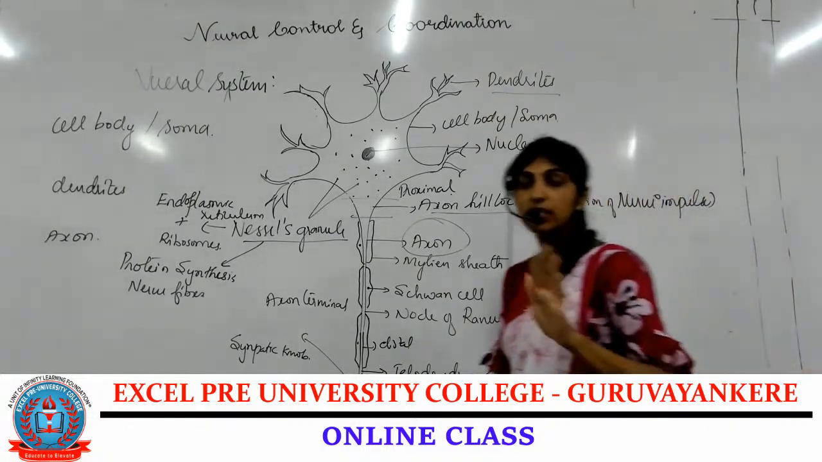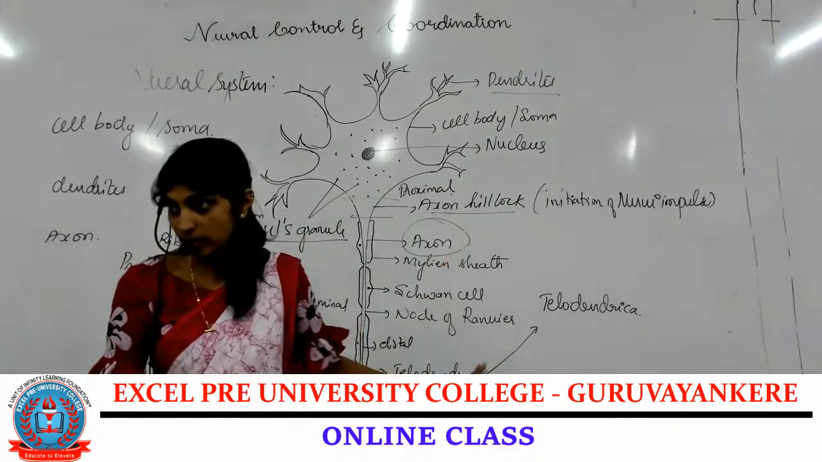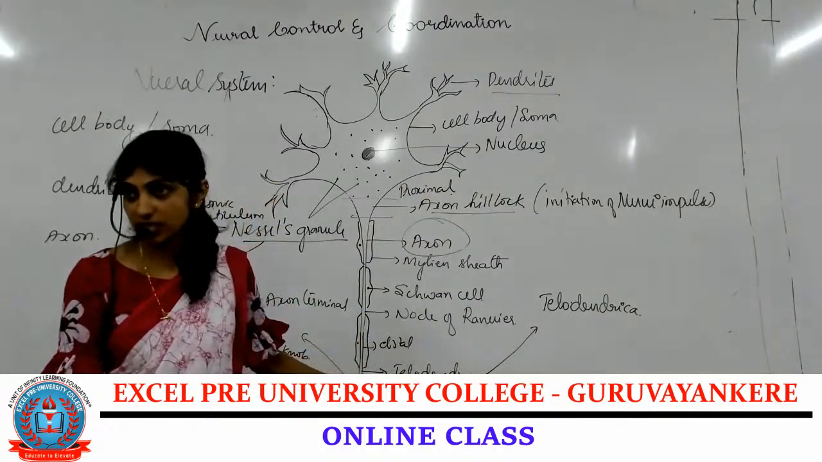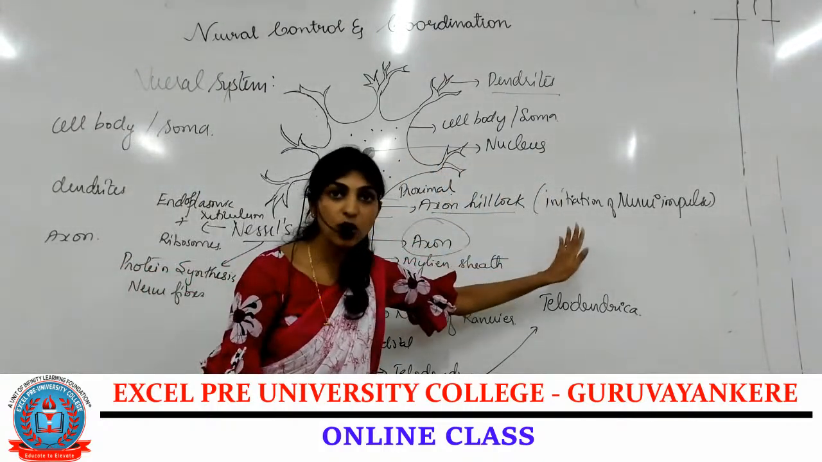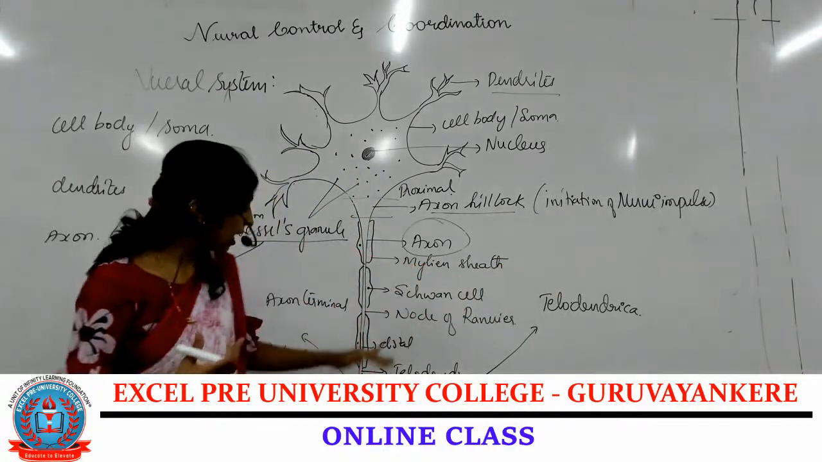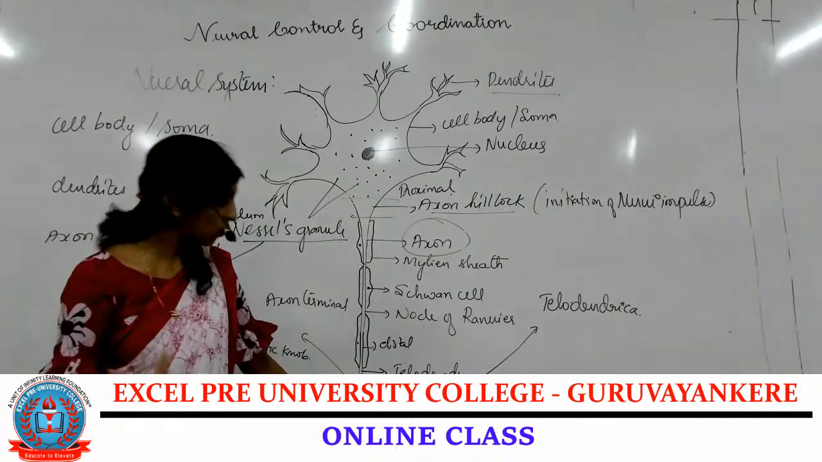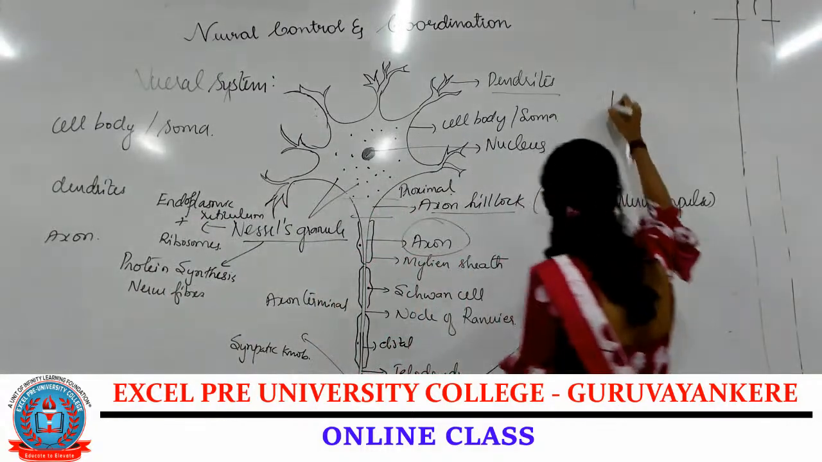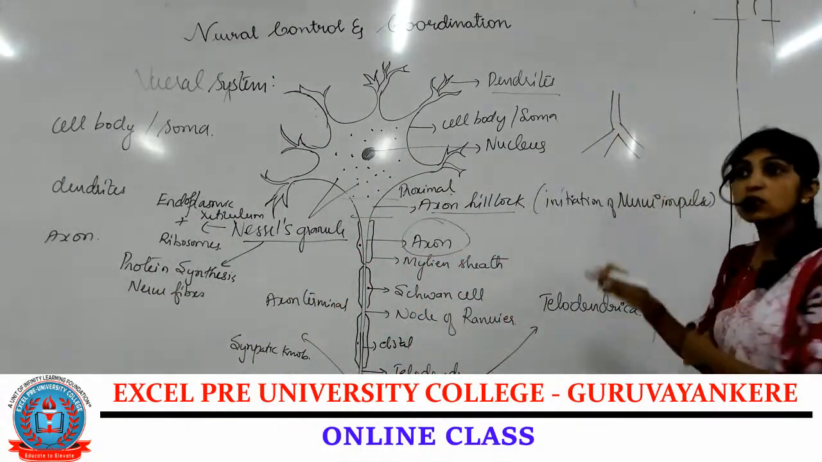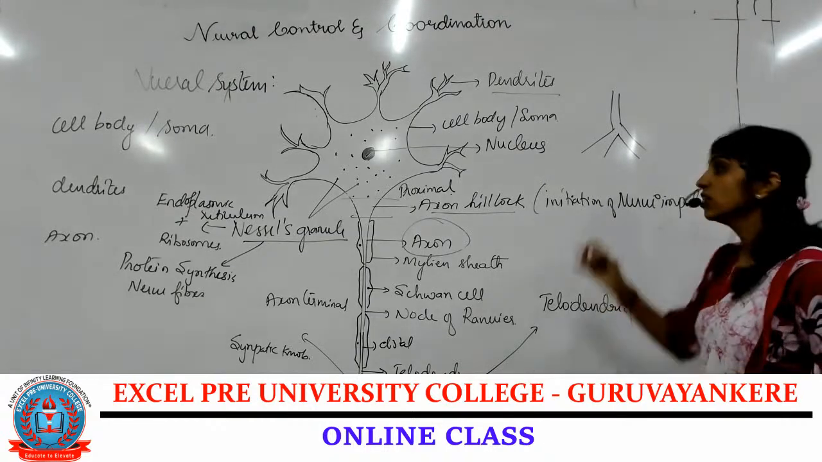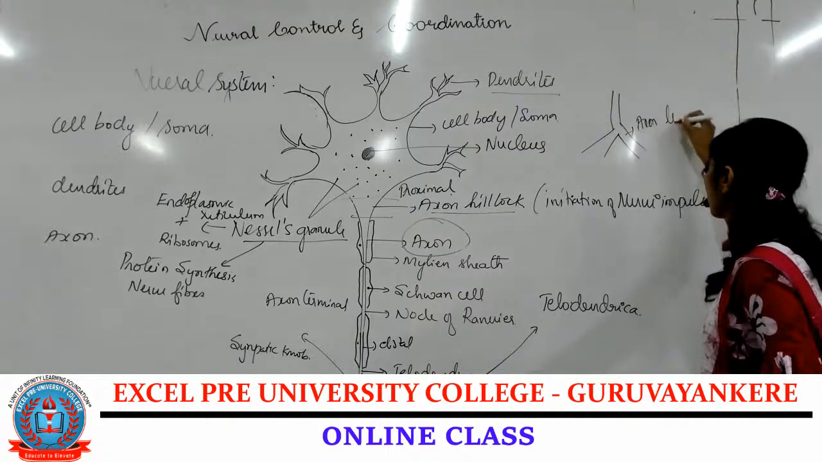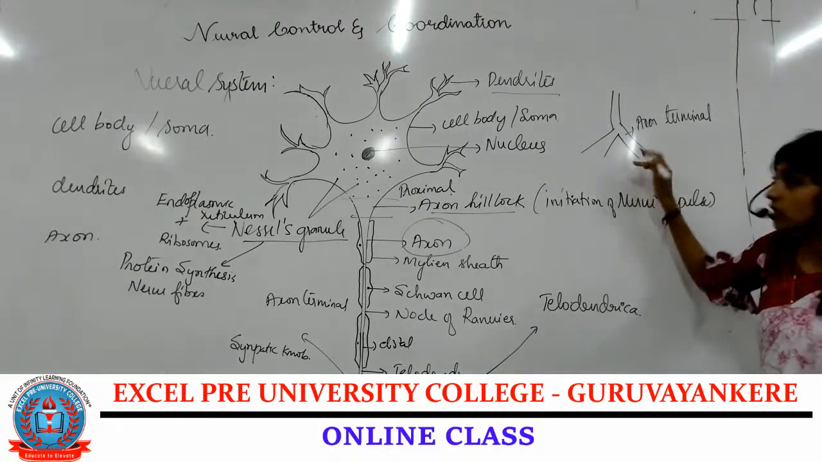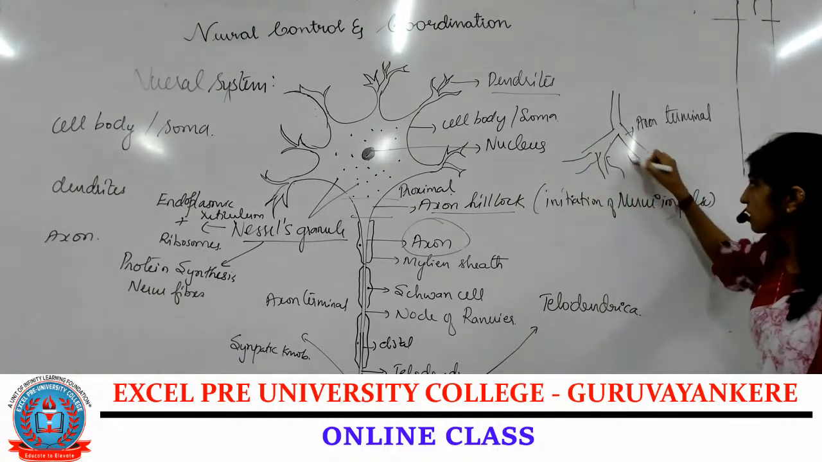Is it clear? Okay. Now we have an elongated, long fiber-like structure, the axon. The part close to the cell body is called the proximal end, and the part away is called the distal end. The proximal end has the axon hillock where the impulse is initiated, and the telodendria is in the distal region of the axon. Then at the end of the axon, it bifurcates into the axon terminal. It gives rise to a branched structure called the axon terminal.